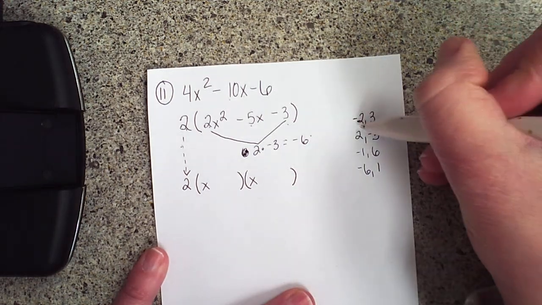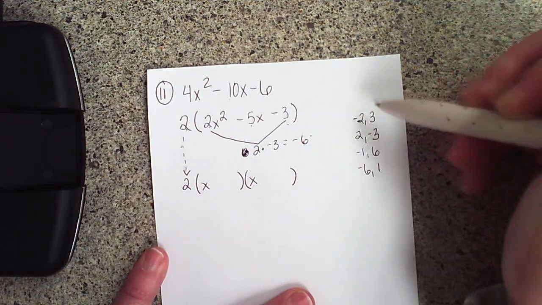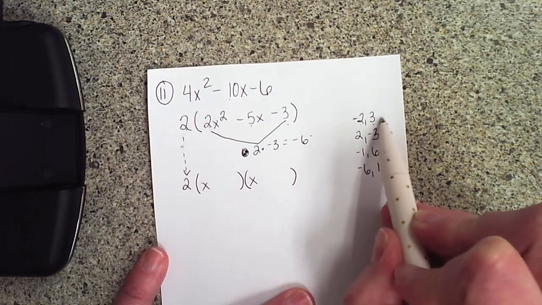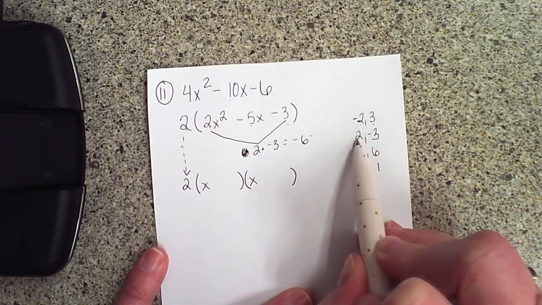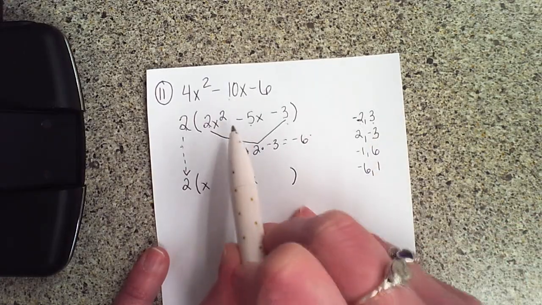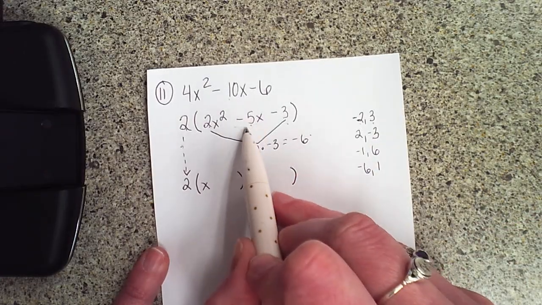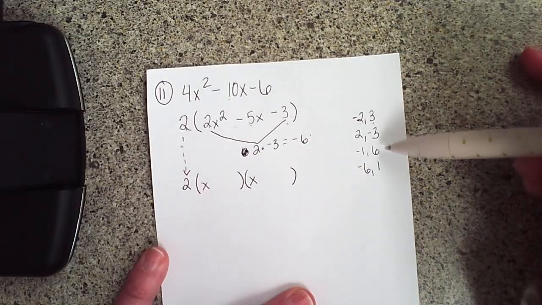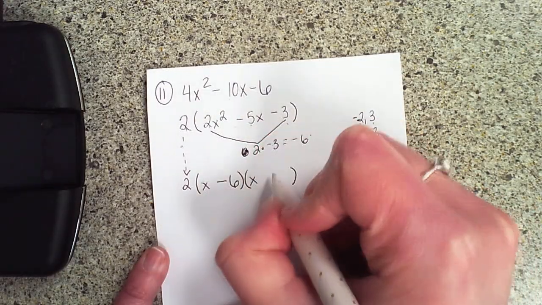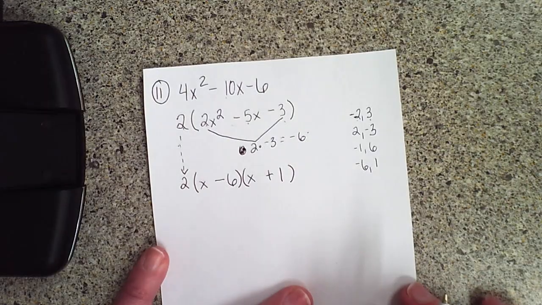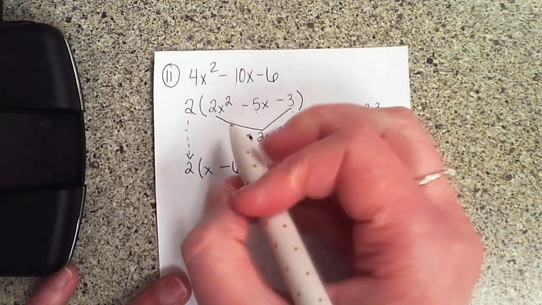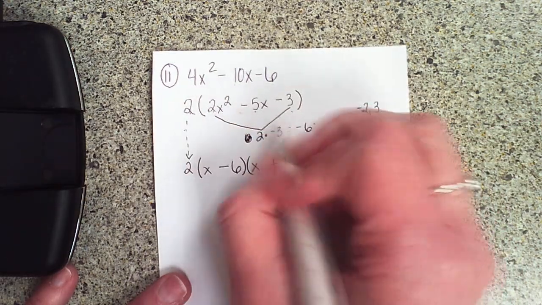Okay, and I had to list those out separately because if I add negative 2 and 3, that's going to get me positive 1, versus positive 2 and negative 3 are going to get me negative 1. So remember, I'm looking for negative 5x. So the combination that's going to do that is going to be negative 6 and positive 1. Okay, and then we have to go back. All right, so we have to undo that multiplication.